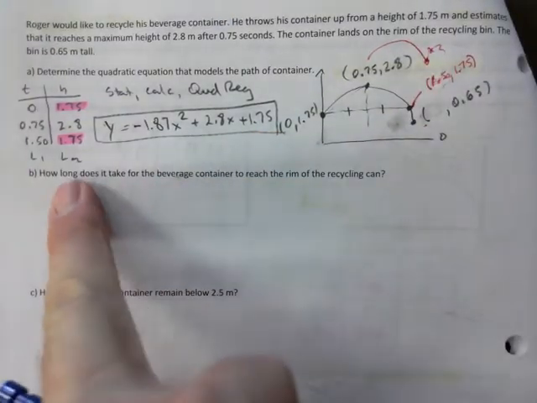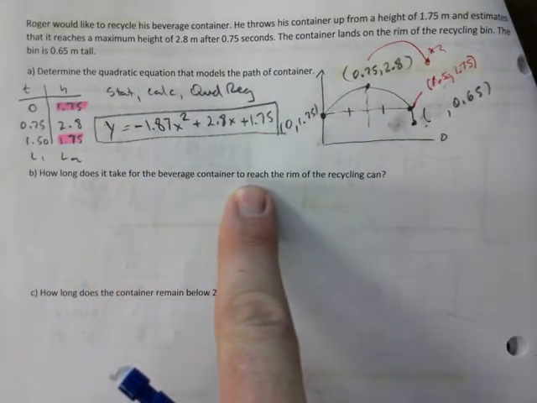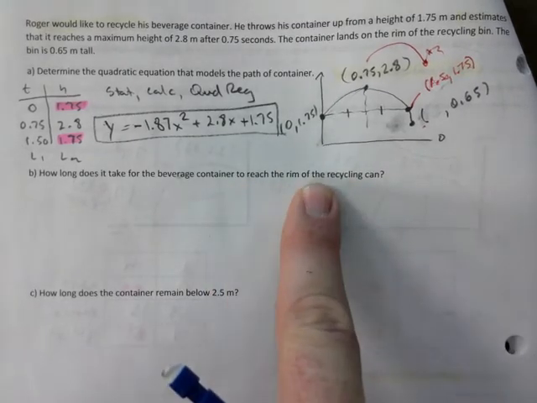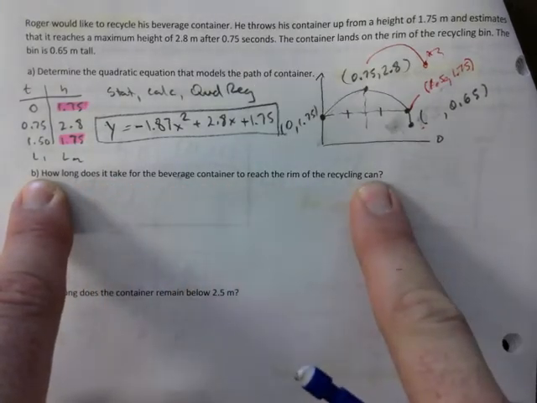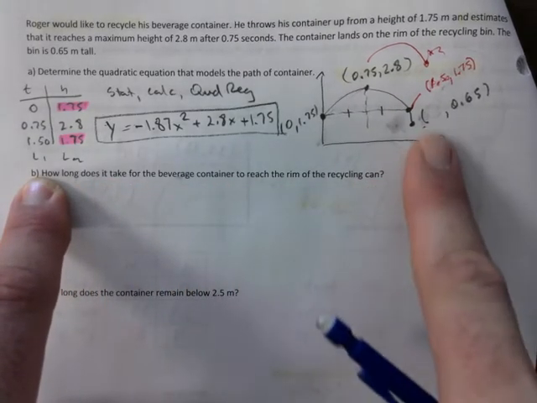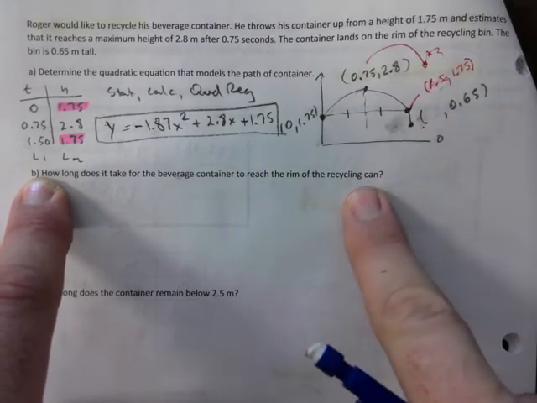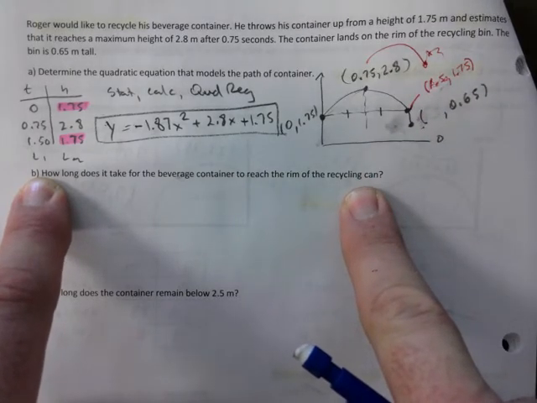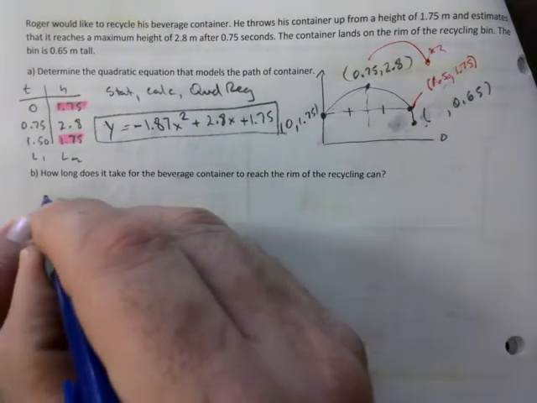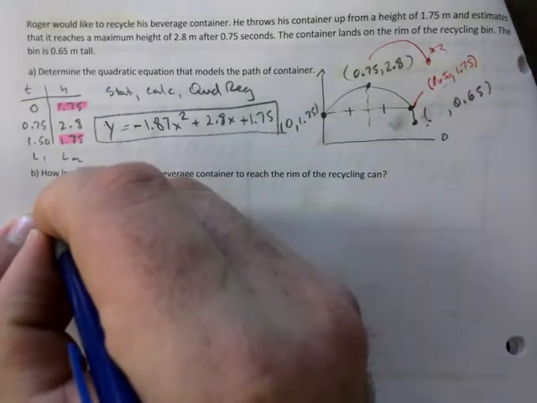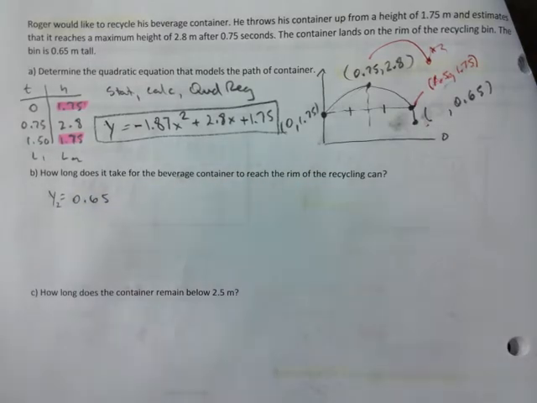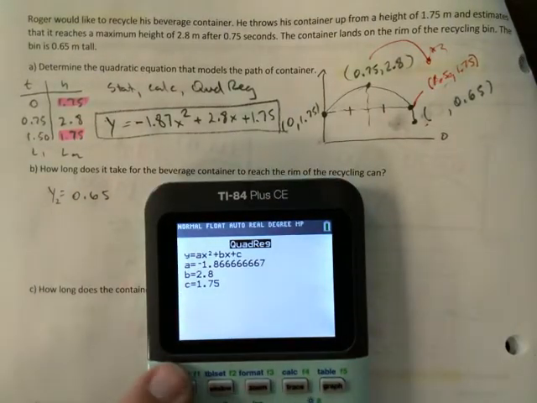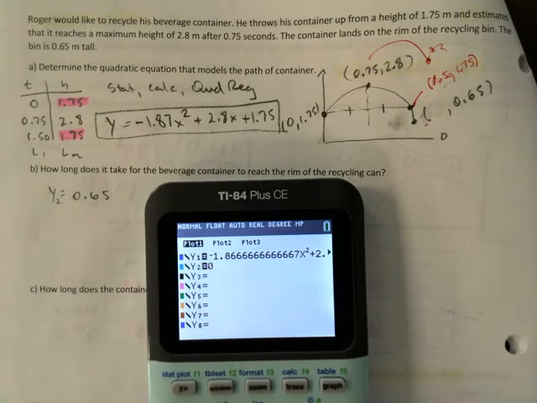We're good. How long does it take for the beverage container to reach the rim of the recycling can? So let's say you missed it up here. If I give you a whole question to ask what it is, and it's as easy as just copying the 1.5, then you know it's probably not it. So the recycling can is at a height. So y2 is going to be 0.65 for me, and I'm going to figure out when it is going to land there.